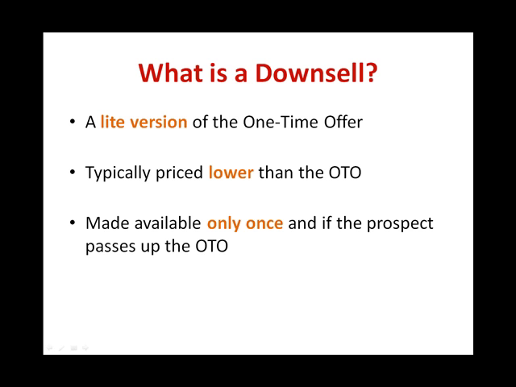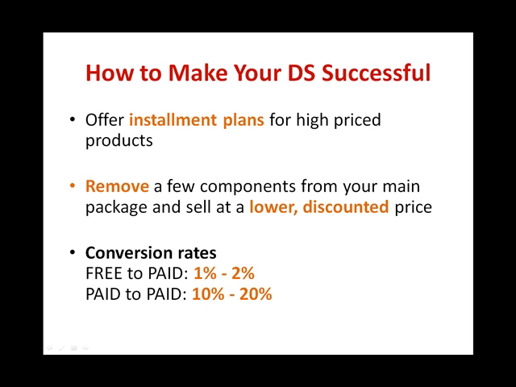So what do you do with the rest of the people who don't buy your one-time offer? You will send them to a downsell page where you tell them that they can still get the same package minus a few products but at a lower price, say $67. This way you overcome the objection of people who are on a lower budget, but they can still afford your package. You can offer installment plans for high-priced products, which is quite similar to the OTO. Or you can remove a few components from your main package and sell at a lower discounted price.